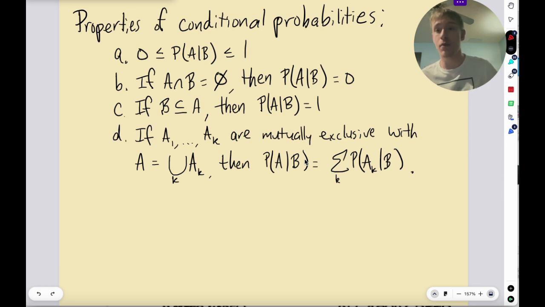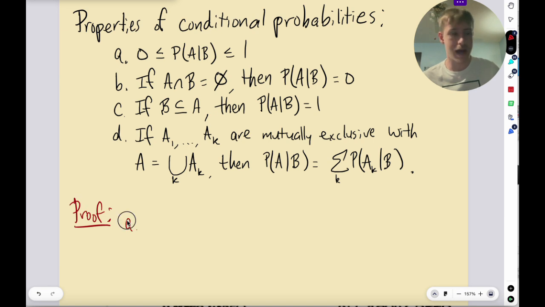And lastly, probably the most important, is if you have K mutually exclusive events where the event A can be broken up into essentially a disjoint union of those events, well then the probability of A given B is now a sum, just like it was for regular probabilities, but this time it's a sum of conditional probabilities. So it behaves exactly as you would want it to behave. Okay, now we're going to go ahead and prove these. Okay, proof.